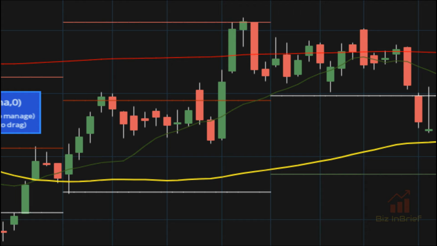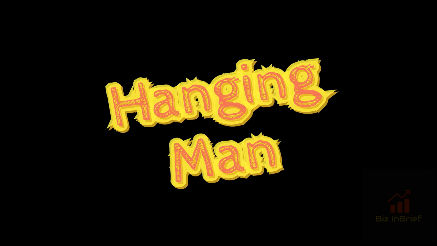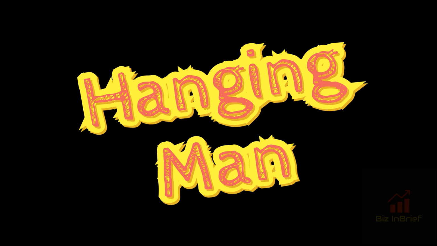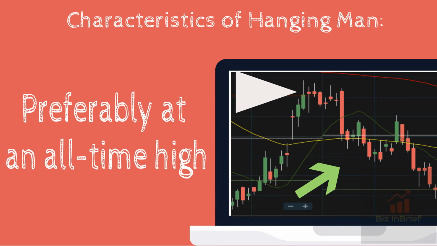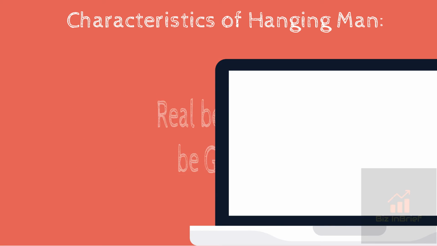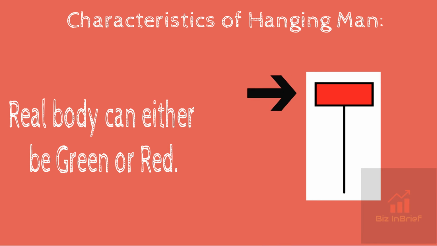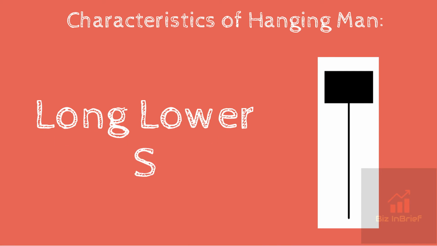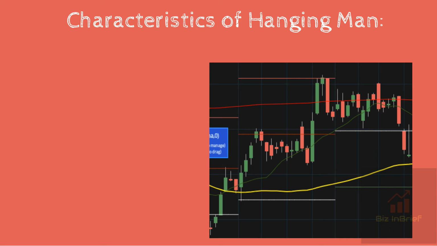Now let's decode the hanging man. If an umbrella line appears during an uptrend, then it signals the uptrend should end. In such a scenario, this umbrella line is called a hanging man. A hanging man should emerge after an extended rally, preferably at an all-time high. The color of the real body can either be green or red. It should have a long lower shadow that should be at least twice the size of the real body. The top of the hanging man should act as a resistance.